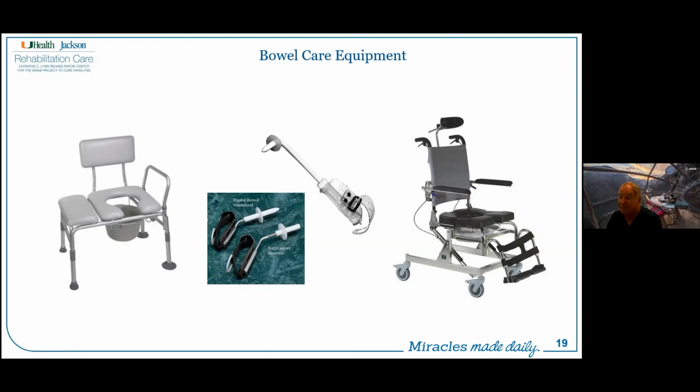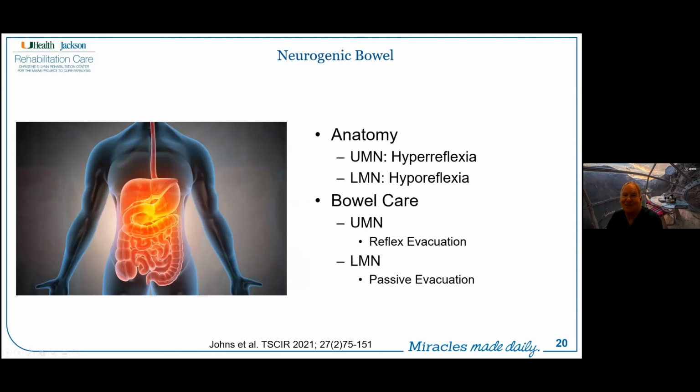So let's talk about the neurogenic bowel from an anatomical and a physiological perspective, recognizing the two main types: an upper motor neuron bowel, which is hyperreflexic, or a lower motor neuron bowel, which is hyporeflexic or flaccid.